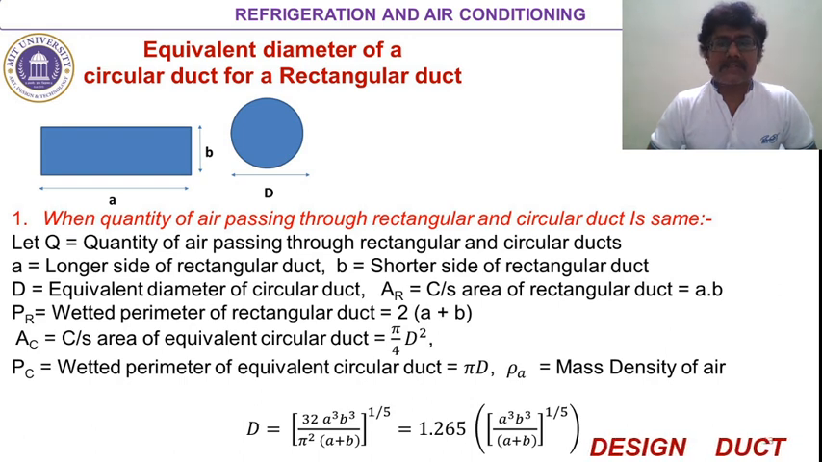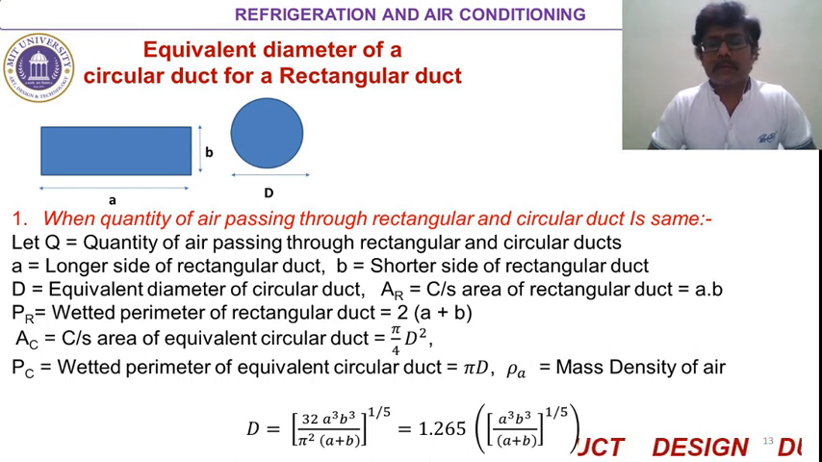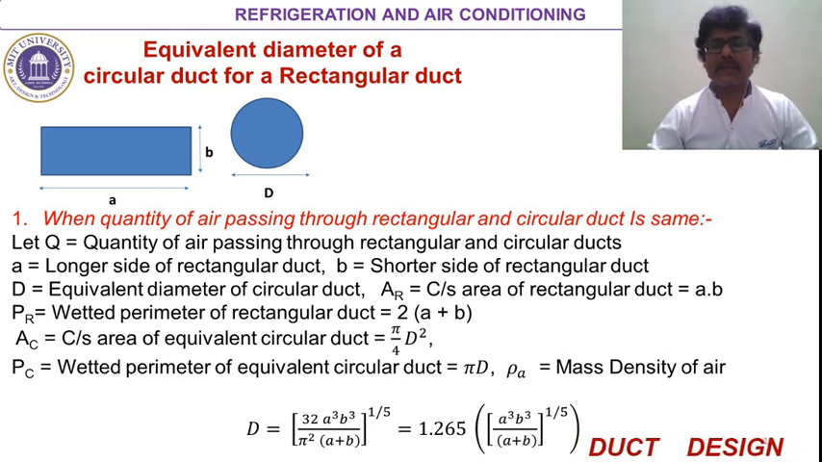The final form of the equation is expressed here: capital D equals [32 into A cube B cube divided by pi square into (A plus B)] raised to 1 by 5. If you put the value of pi as 3.14 and simplify the equation further, you get the final form as capital D equals 1.265 into [A cube B cube divided by (A plus B)] raised to 1 by 5. So this formula will be required in the further part of the calculations for the duct size.